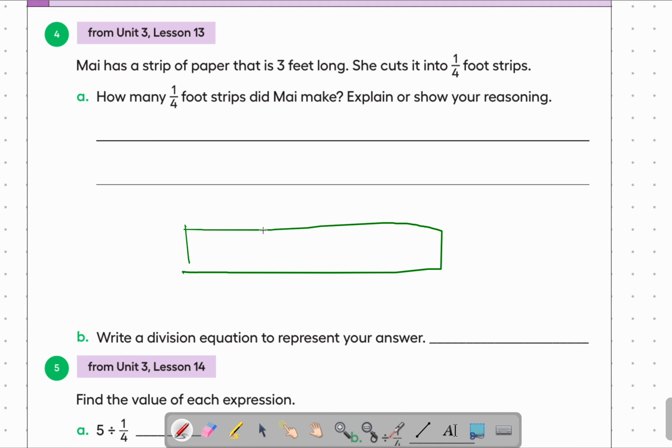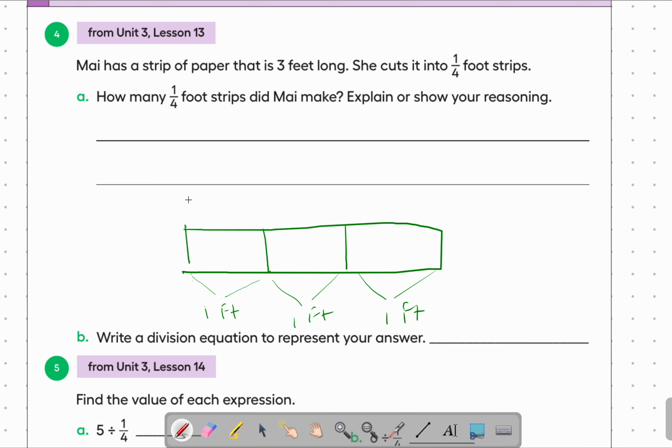Okay. So here I have one foot over here. So one foot, another foot, and another foot. Okay, so I have 3 feet. Okay, she cuts it into 1/4 foot strips. Okay, so that means that each foot she cut into strips that are 1/4.